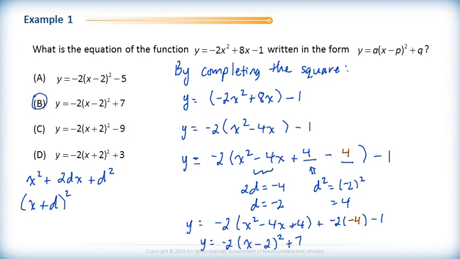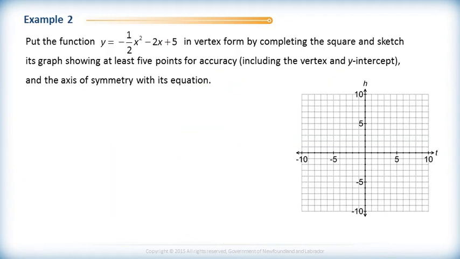Please bear in mind this problem could have also been done by recognizing that the a value must be the same in the vertex form as it is in the standard form. Well, that doesn't help us narrow things down here. But then you could also use negative b over 2a to get the vertex and compare it to the correct vertex from the vertex form. In our next example, we have to put the function in vertex form by completing the square, and then sketch the graph showing at least 5 points for accuracy, including the vertex and the y-intercept.